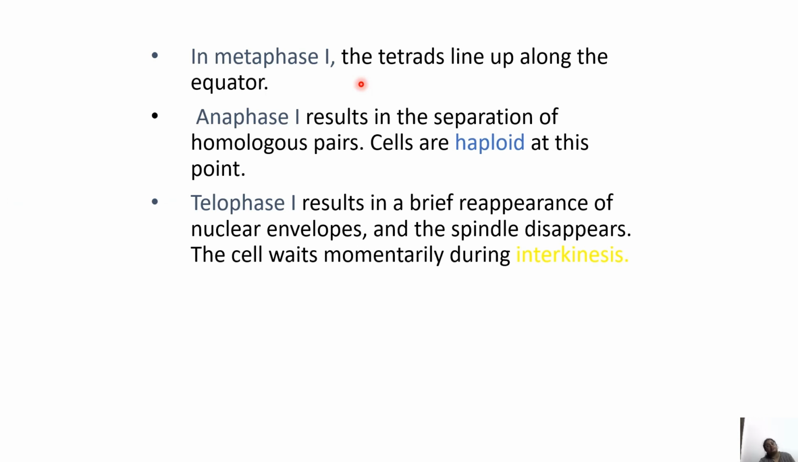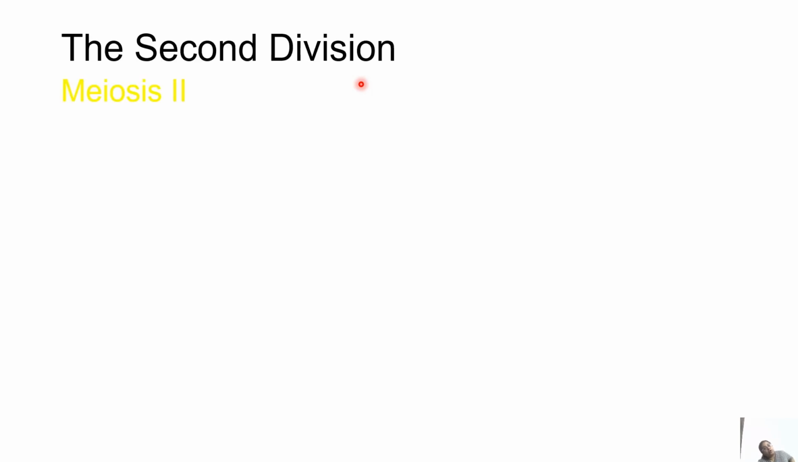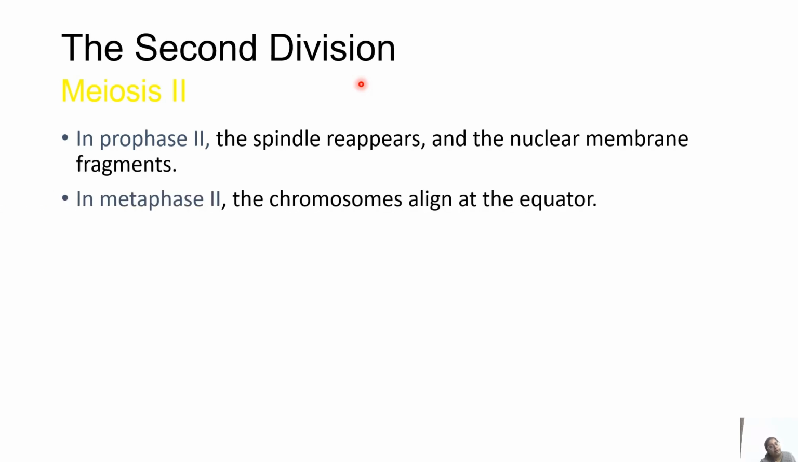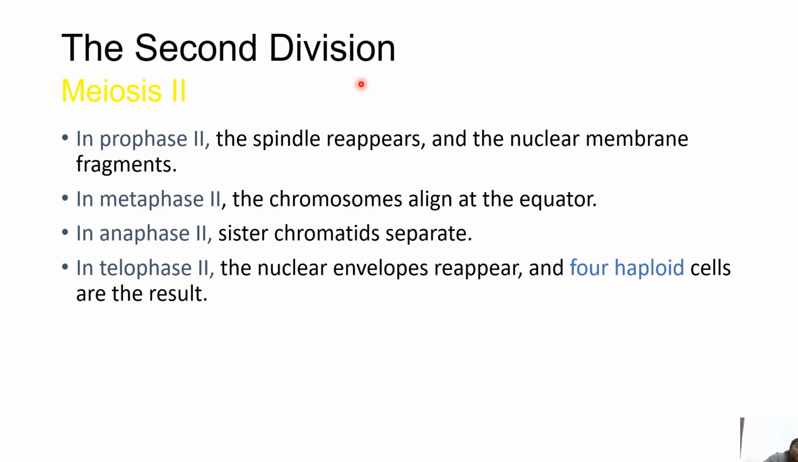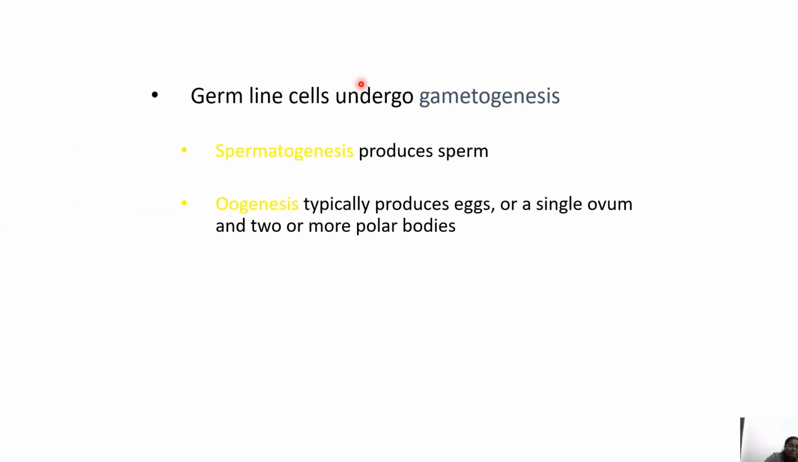And telophase 1 results in a brief reappearance of nuclear envelopes and the spindle disappears. The cell waits momentarily during interkinesis. It is basically a phase that separates meiosis 1 and 2, and no DNA synthesis occurs. So in the second division, that is meiosis 2, in prophase 2, the spindle reappears and the nuclear envelope fragments. In metaphase 2, the chromosomes align at the equator. In anaphase 2, sister chromatids separate. In telophase 2, the nuclear envelopes reappear and four haploid cells are the result. So these are the schematics.